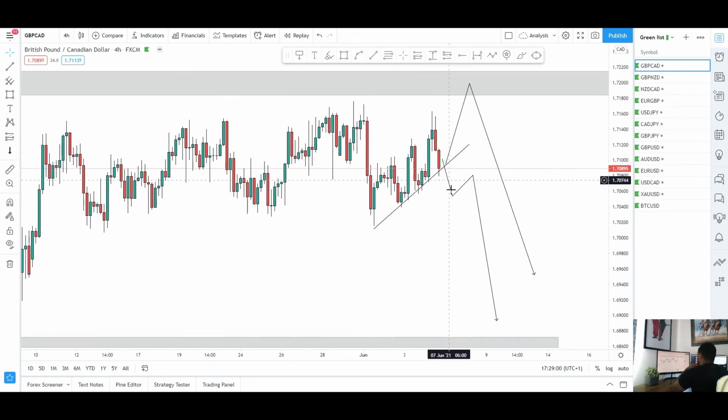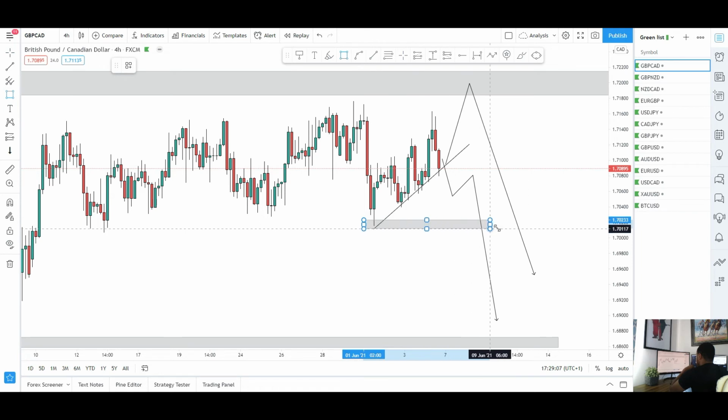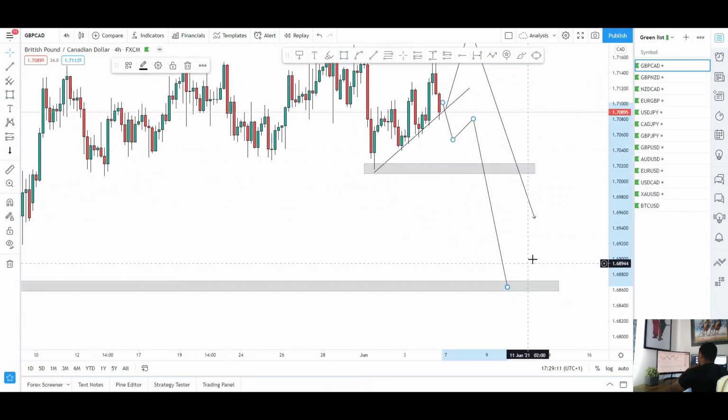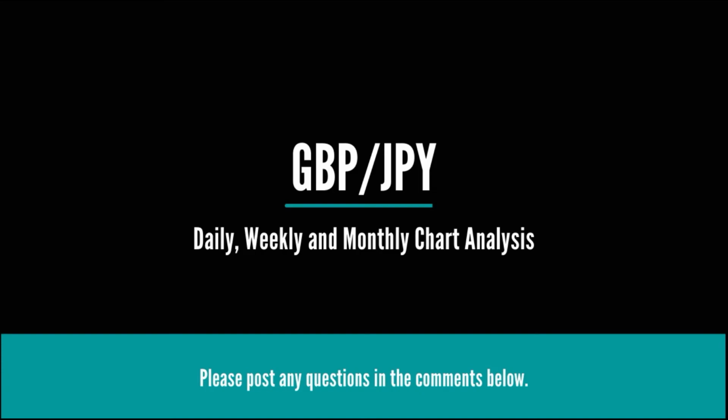However, if we see a nice strong break of that counter trend line, then look to take a short on that retracement. First target will be this support here, which is obviously that previous low. And if we break through that, we'll be looking to target this low all the way down there around 1.68600.